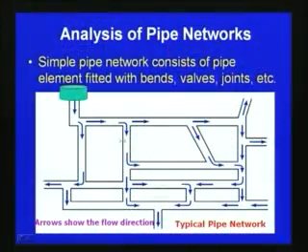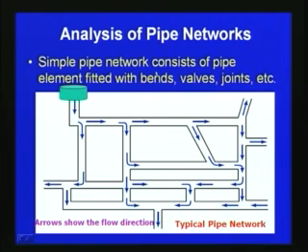A simple pipe network, like you can see here in this slide: a number of pipes are connected with respect to a reservoir, or there will be a number of outlets, and a number of junction points, and with respect to the various junction points, we can also have loops like this.